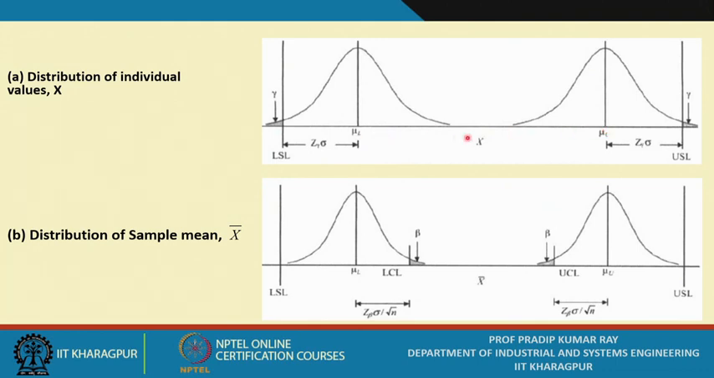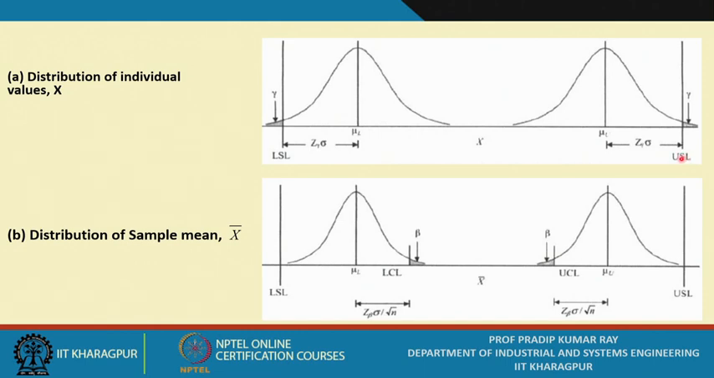Is it okay? Now this is the distribution of x, and the corresponding value of the process standard deviation is sigma. If the proportion non-conforming becomes gamma, which is not acceptable to you, then this standardized distance is z gamma into sigma. Is it okay? So this is the distance from mu L to USL.